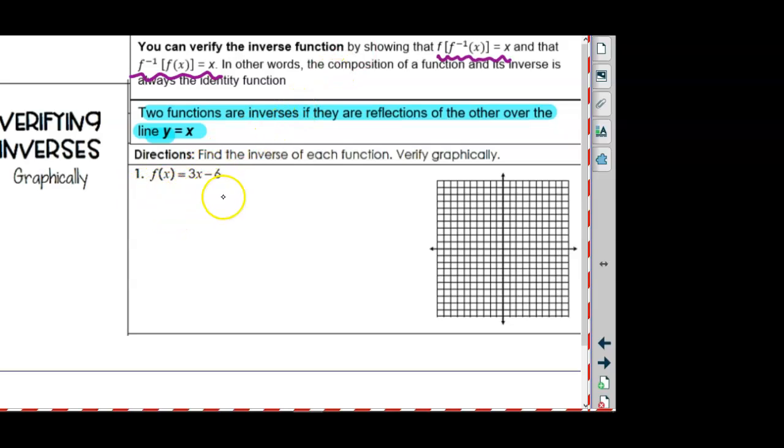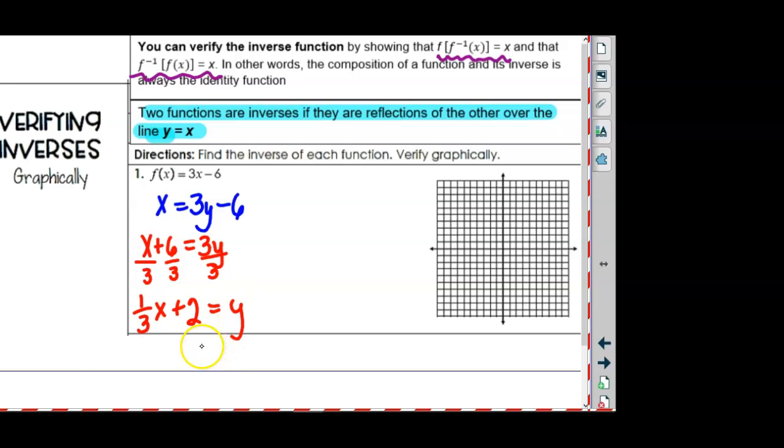Let's find the inverse of this function. So I'm going to switch this to an x and this to a y. And then I would like you to solve for y. So I would need to add the 6 to this side. And then I would divide everything by 3. I'm going to write it like this so that we end up with slope-intercept form. So I'd have a 1/3 x plus 2. Is everybody okay? It's the same as x plus 6 all over 3. I'm just trying to make it so that we can graph it, okay?